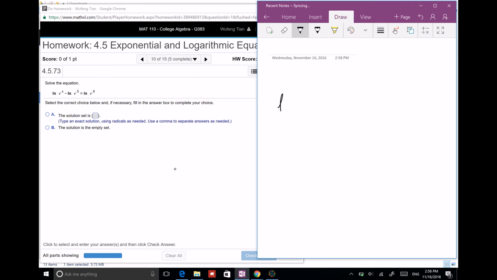It's the same idea. So ln of e to the x divided by e to the 5, which is ln of e to the power 8. Well, actually you can put all the x together. So the ln and e cancel out, you don't have any e anymore because all the e's canceled out. So x minus 5 equals 8. So x equals 13.